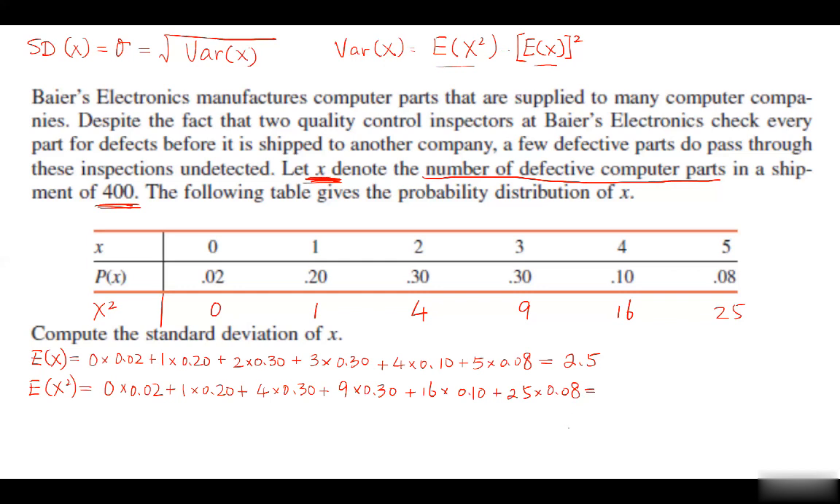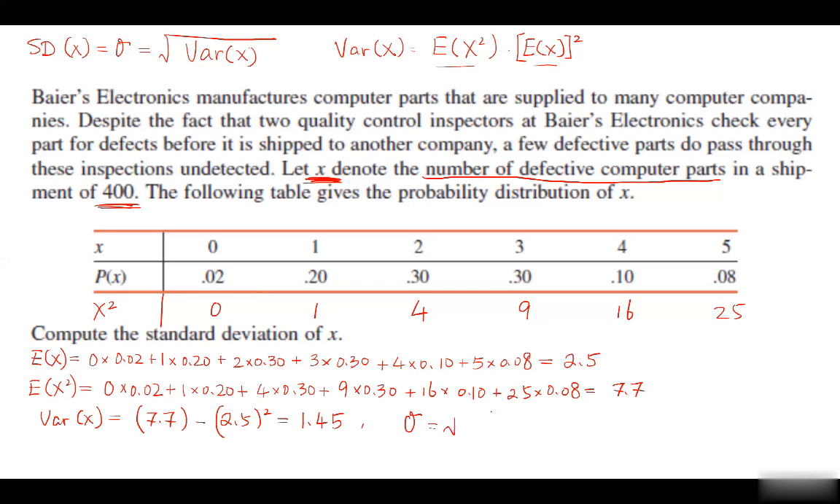Again, we can calculate the sum, which is 7.7. Okay, and then we can put these two values into the formula to calculate VarX. So VarX is 7.7 minus 2.5 squared, which is 1.45.